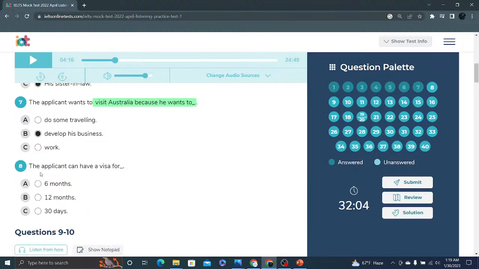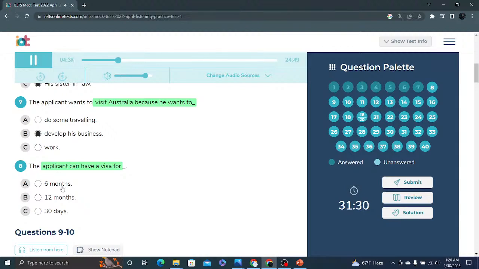Okay, the applicant can have a visa for like 6 months, 12 months or 30 days. Let's listen to it. Although I do want to do some travelling as well. You know, see some of the sights, that sort of thing. Although I don't intend to work in Australia. And your wife, what will she be doing? She'll be studying English. She wants a student visa. And how long do you plan to stay? About 1 year, I guess.